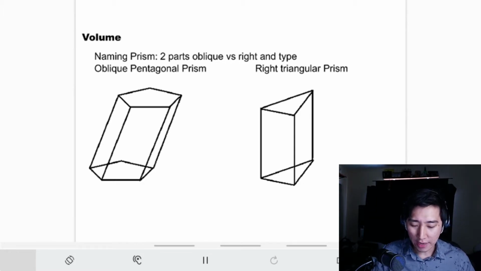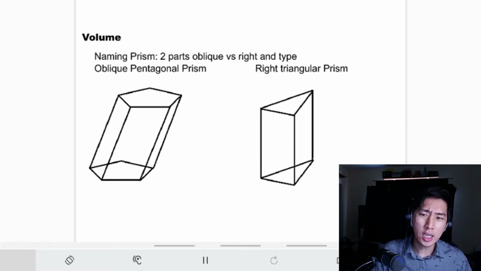So if we're looking at the left, this is an oblique pentagonal prism. Now we say oblique because the bases are off center, and secondly we say pentagonal because if you look at the bases, both of my bases are pentagons, so we say oblique pentagonal prism. Now on the right side we say it's a right triangular prism.